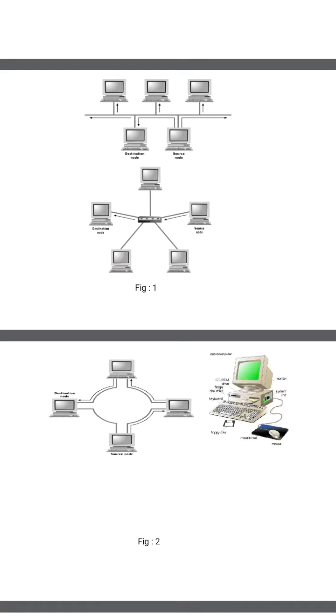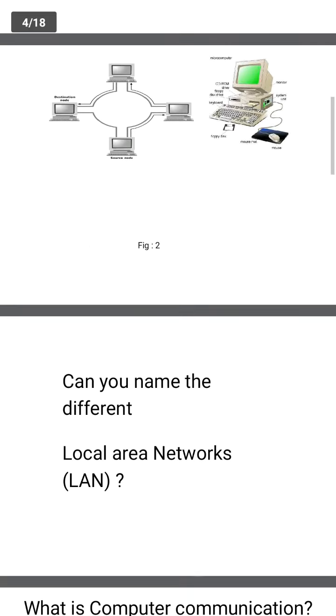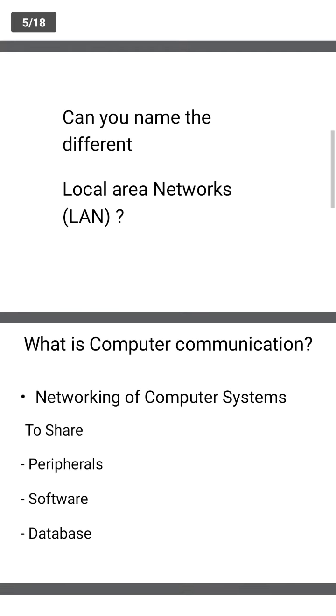There are different types of LANs. First we'll see what is a LAN. A LAN is a local area network. It is a data communicating system. So it transmits data from one to another.